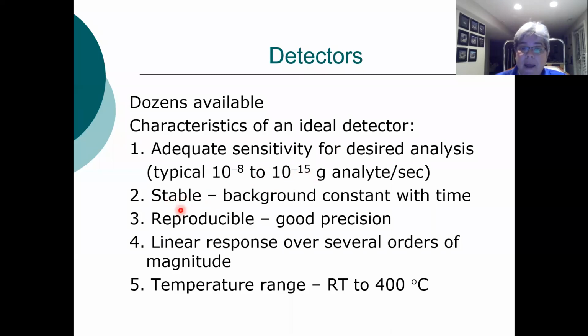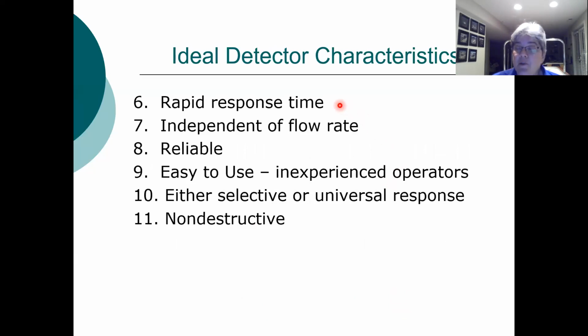We want them to have a stable background. They have to be reproducible. They should have large dynamic ranges. Remember, this is the range of concentration where the calibration is linear. They have to work at temperatures from room temperature all the way up to 400 degrees. They should respond rapidly. They should not change the signal with flow rate. They have to be reliable. We don't want them breaking a lot. They need to be easy to use. We would prefer that they're non-destructive, so they don't destroy your sample.